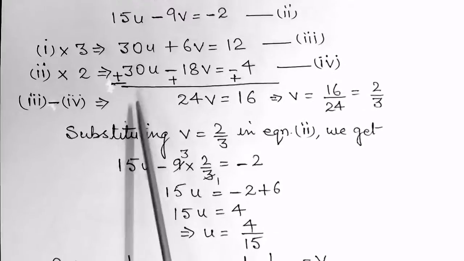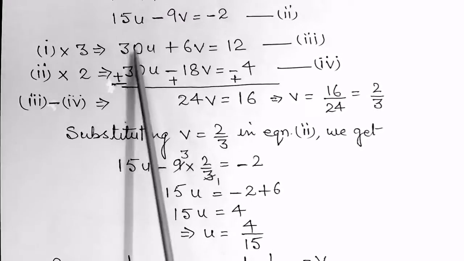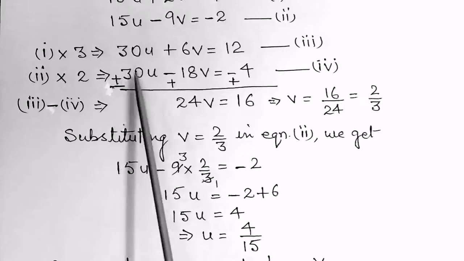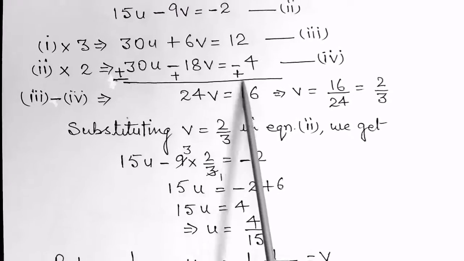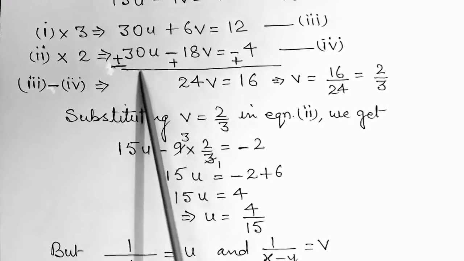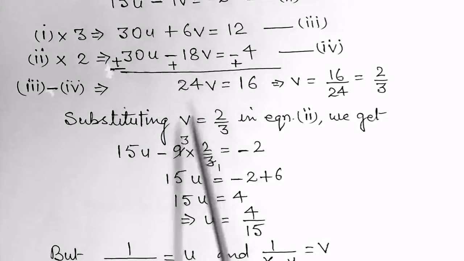Now, because the signs are the same, for same signs we subtract. So when you subtract, change all the signs. Now 30u will get cancelled. 6 plus 18 is 24.